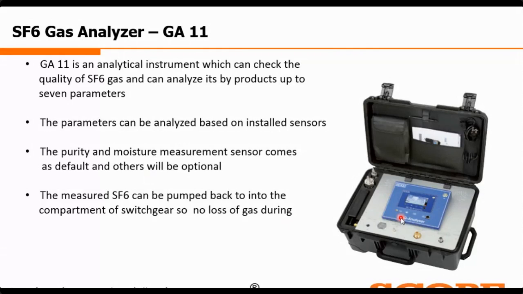So the advantage is no loss of SF6 during the operation, which was earlier happening with the handheld dew point meter. The other thing is that we are also preventing the SF6 from coming to the environment. These are the three advantages. One is that we can do multi-parameter analysis. The other two are no loss of gas, and we are not releasing the SF6 in the open environment. So these are the advantages of the SF6 gas analyzer with respect to the handheld dew point meter.